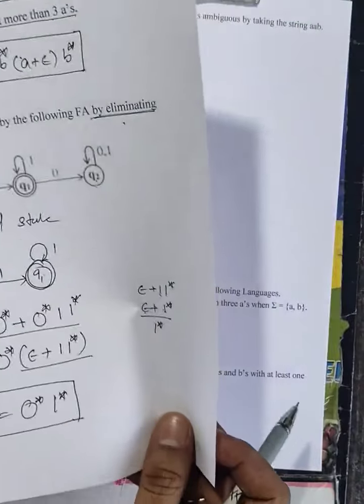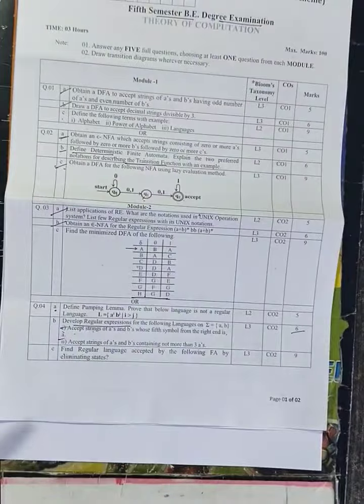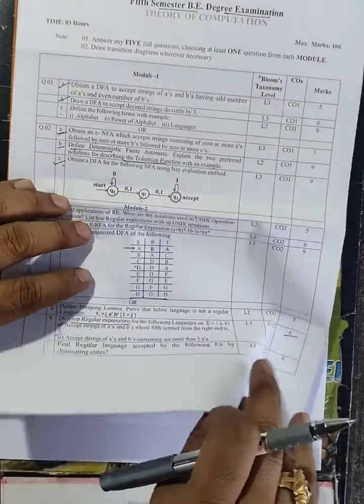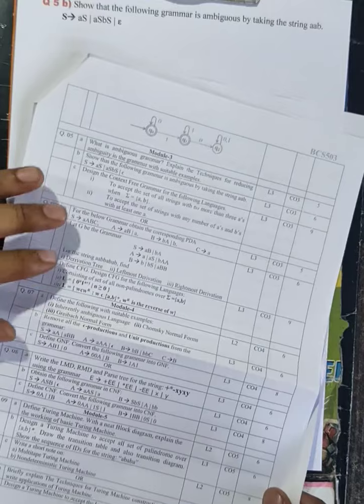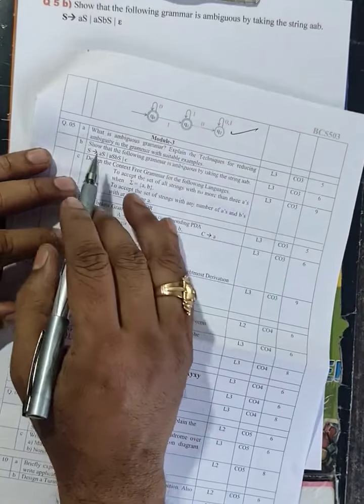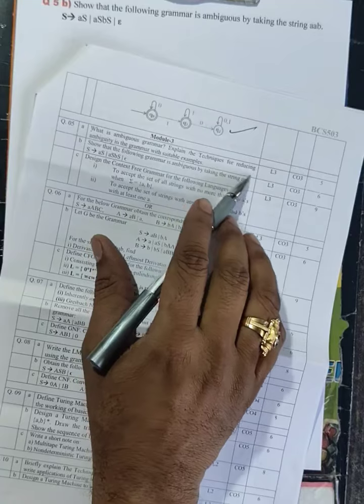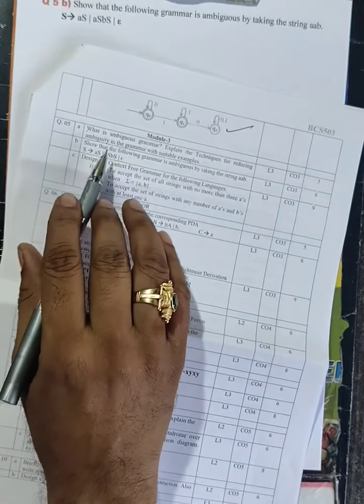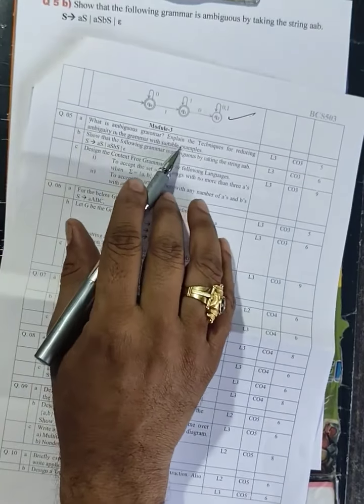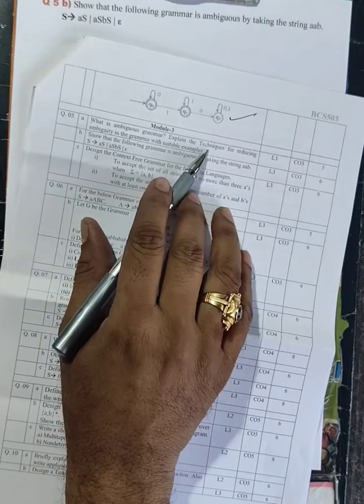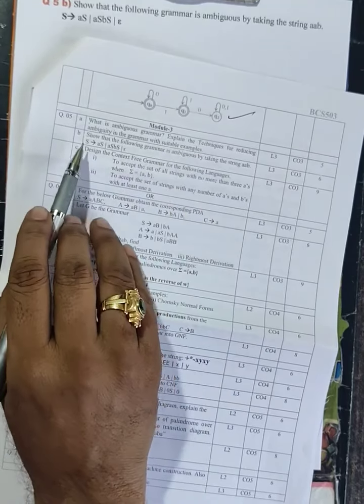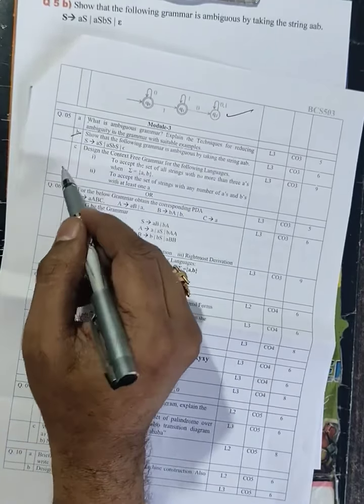Next question. State elimination method is over. This example is over. Next, what is ambiguous? Explain the technique to reduce the ambiguous grammar. This is a theory question. You can write the definition and how to reduce ambiguous grammar.